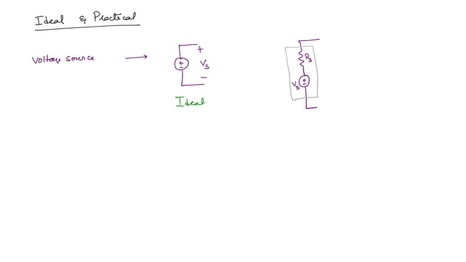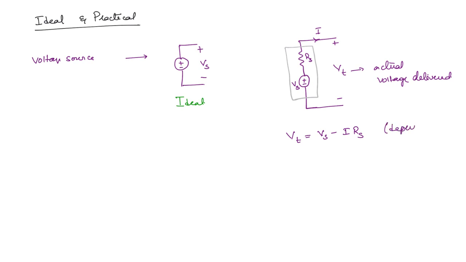If we take this as Vs, it has to give Vs voltage. But if a current I is flowing, then what will be the voltage delivered? This is the actual voltage delivered by the voltage source. So what will this be? Vt is equal to Vs minus I into Rs. So you can see that this is dependent on the current through it.